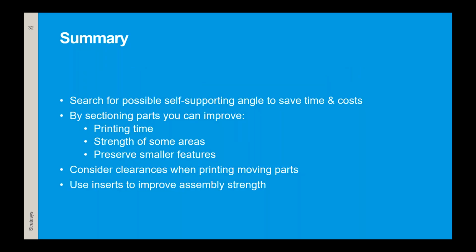So in the end, as a summary, I would say that it's best to search for any possible self-supporting angle, and you saw that you can really save a lot of time and costs. When sectioning the parts, you can improve printing time and strength in some areas if you print them in different orientations, and you can also preserve some smaller features that would probably be destroyed in some automatic post-processing.